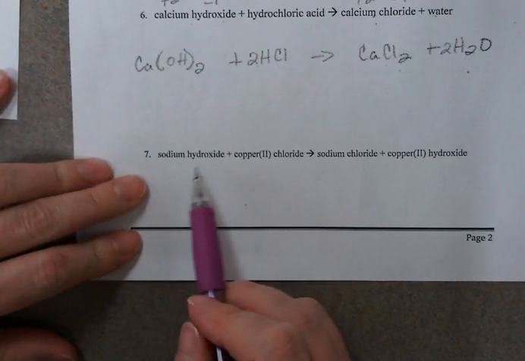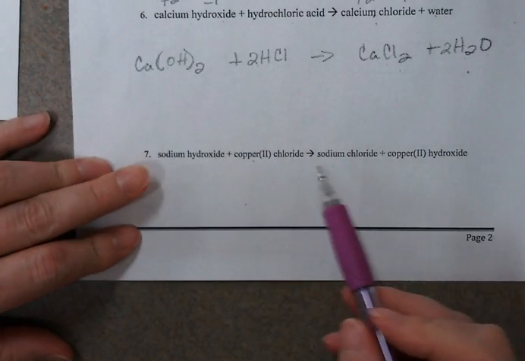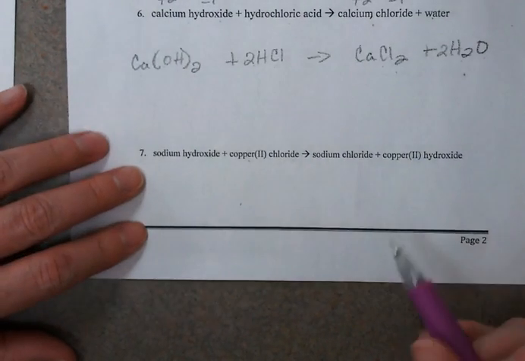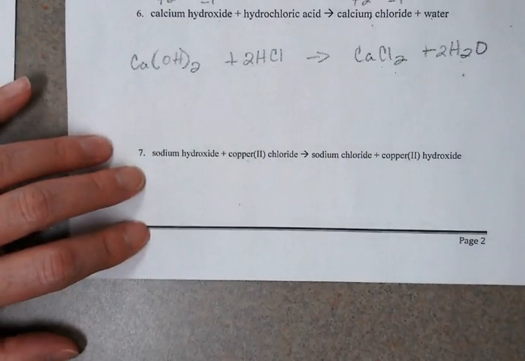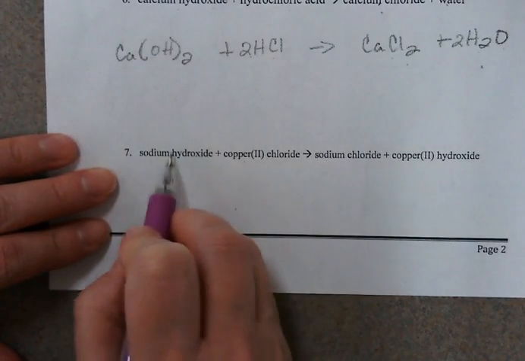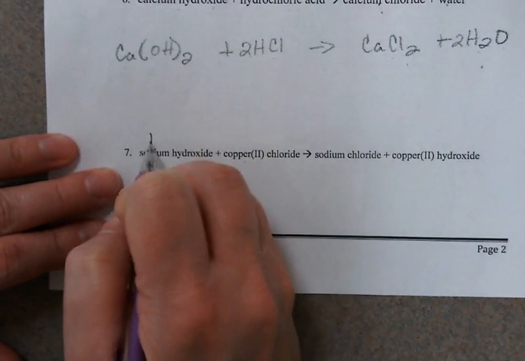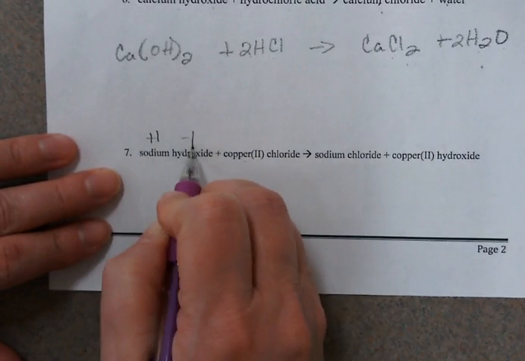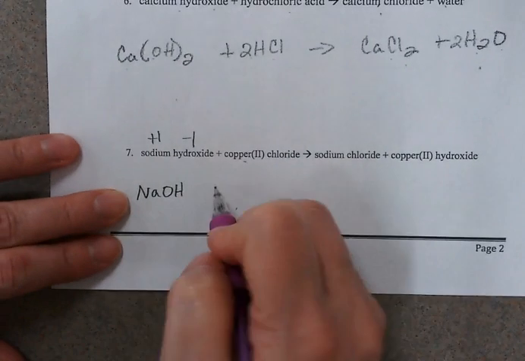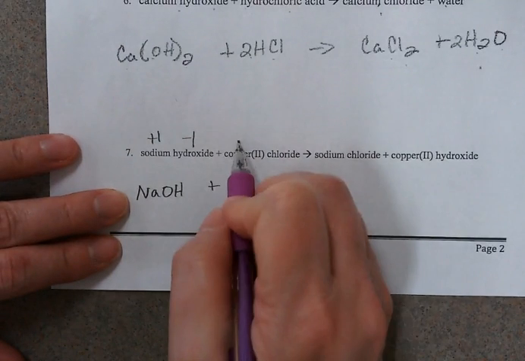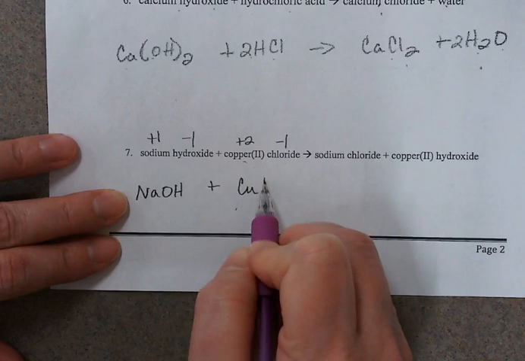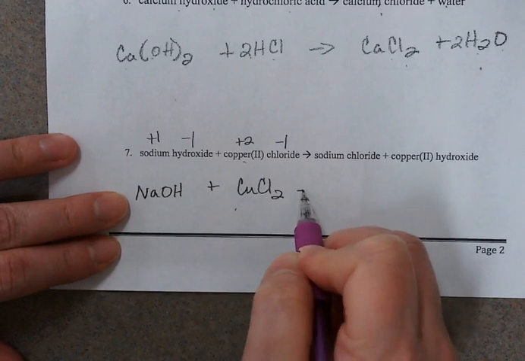So we have sodium hydroxide reacts with copper(II) chloride to produce sodium chloride and copper(II) hydroxide. Let me make this a little bigger for you. Okay. So this is again a group 1 metal with a polyatomic ion. It's ionic. Hydroxide is -1. So I don't need any subscripts to charge balance that. Copper(II), we know the oxidation number, chloride is group 17. So I do need subscripts to balance that one.